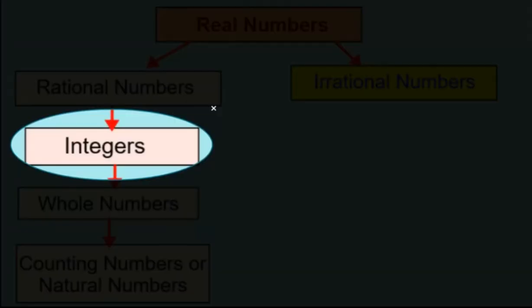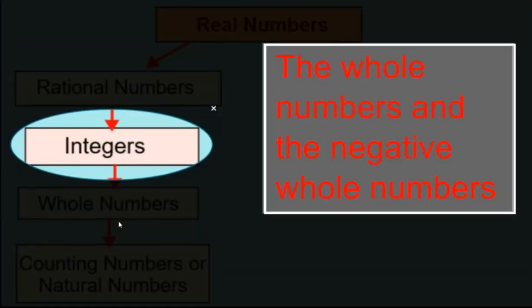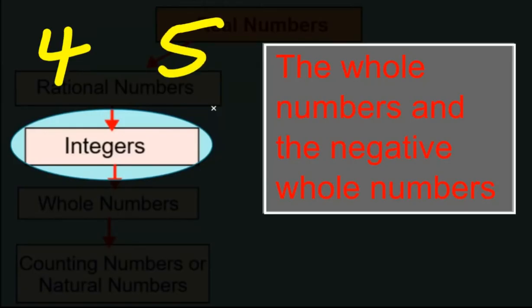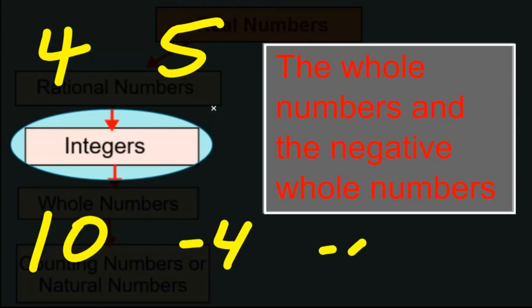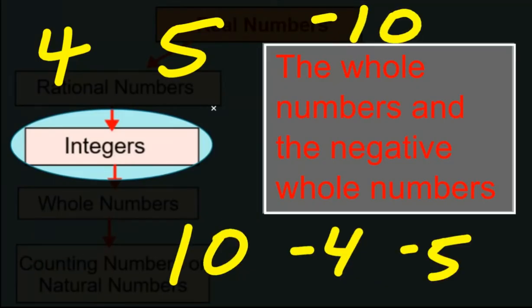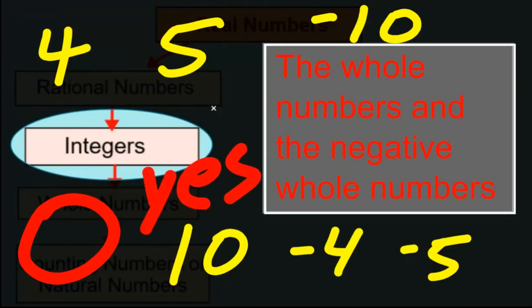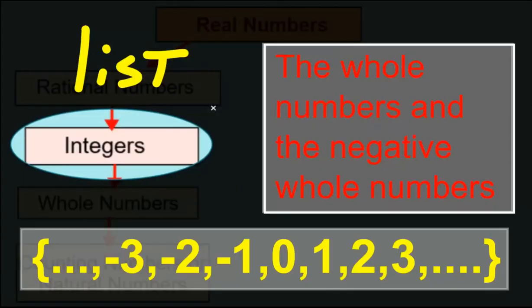numbers. The integers are the whole numbers and the negative whole numbers. So whole numbers like 4, 5, and 10 are integers. That also means -4, -5, and -10 are also integers. You might be thinking, well, what about the number 0? Is it an integer? Yes, 0 is an integer. If a list of all integers were to be made, they would be designated like this.